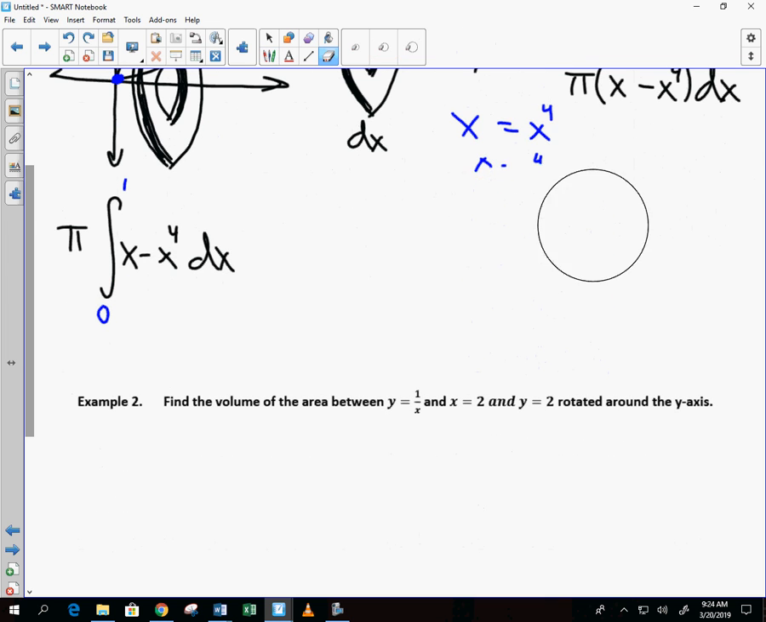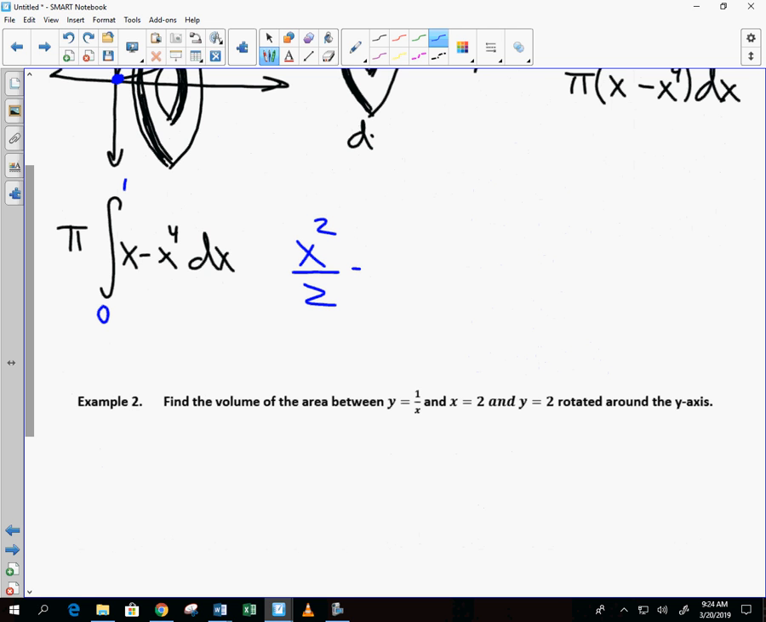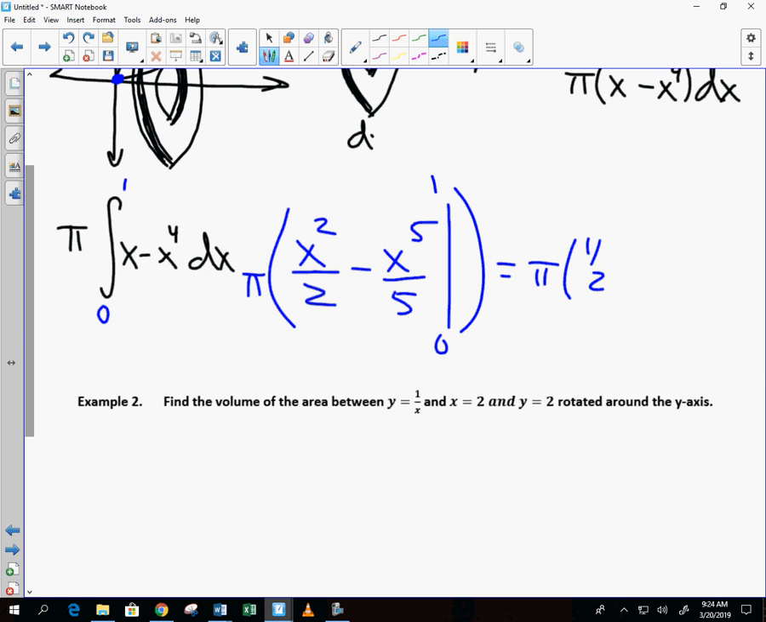All right, antiderivative. What do you got? X squared over 2. X to the 5th over 5. Thank you. I left that off to see if anybody would notice because I've made the mistake many times. Don't forget about pi in that situation. You plug in the 0, you get 0. Plug in 1, and you get 1/2 minus 1/5. Or 5/10 minus 2/10. 3 pi over 10.